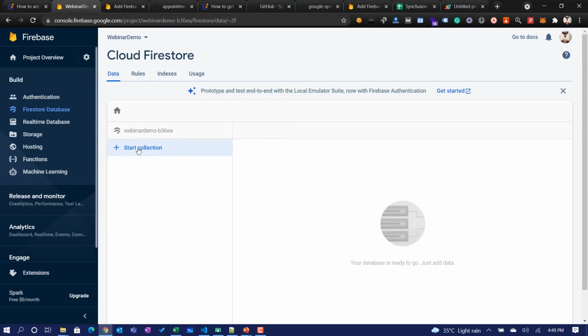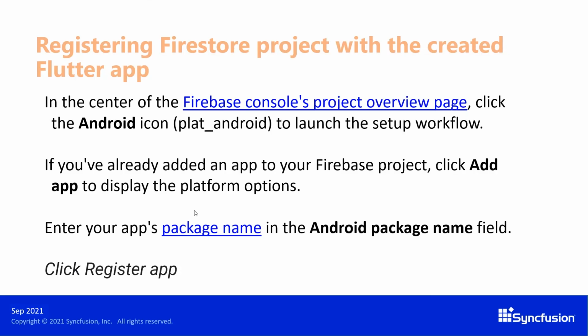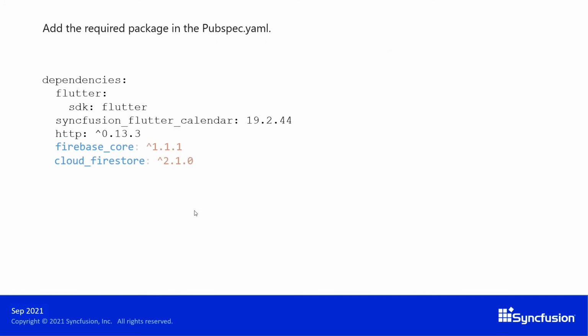So in this database, we can add a number of collections, docs, etc. But let me add that collection using Syncfusion Calendar, where we can add an appointment to this database. Now let us see how we can do that. So we have registered the app. Now let us add the required package in the pubspec.yaml file.